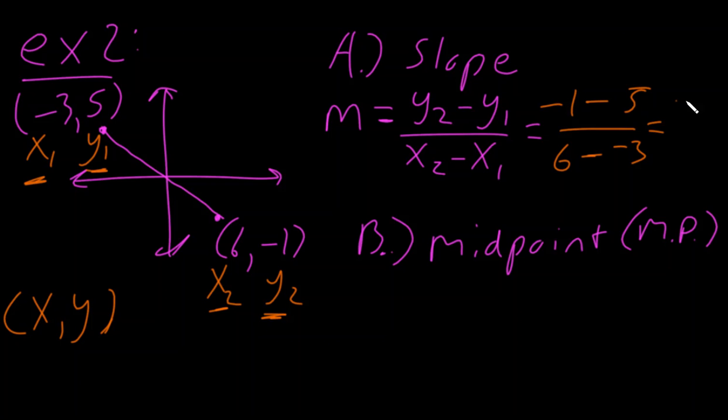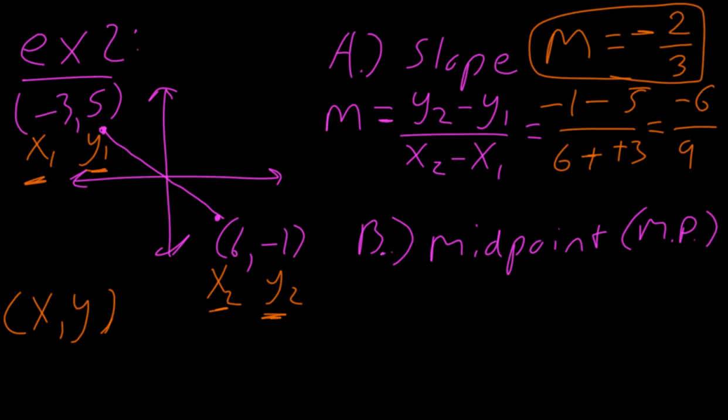Negative 1 minus 5 is negative 6 over, and wait a second, two negatives make a positive, and 6 plus 3 is in fact 9. Now because we have a negative divided by a positive, we know that our total answer will be negative. And what is 6 over 9 reduced to? Well, if you divide them both by 3, 6 divided by 3 is 2, and 9 divided by 3 is 3. And so it turns out the answer to letter A, our slope, is negative 2/3.